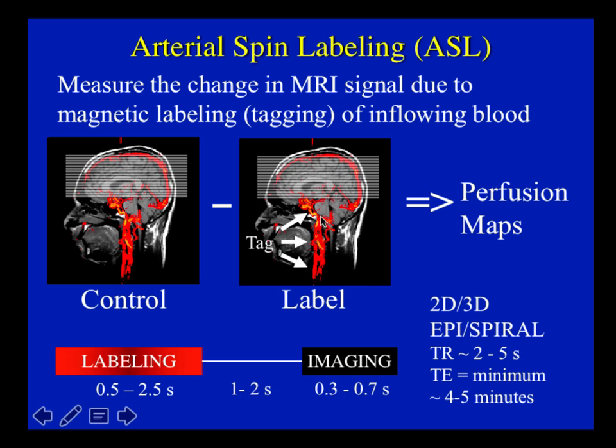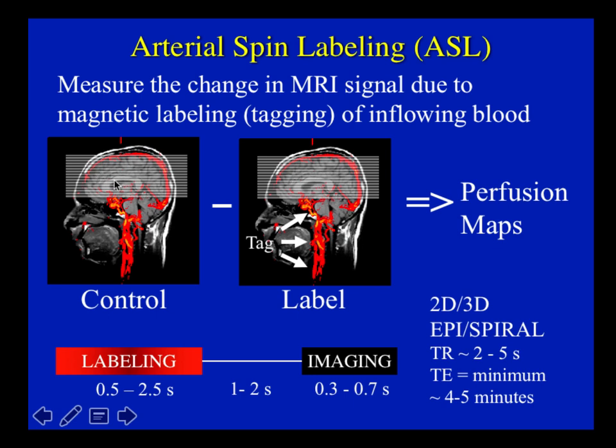So what we do is apply a 180-degree pulse to invert the magnetization of blood before it flows into the brain. Once you tag, we wait for a while for that blood to flow into the brain, and then we can acquire the images. We would like to measure the signal change due to that process. In order to do that, we need to have a control image where the blood is not tagged.